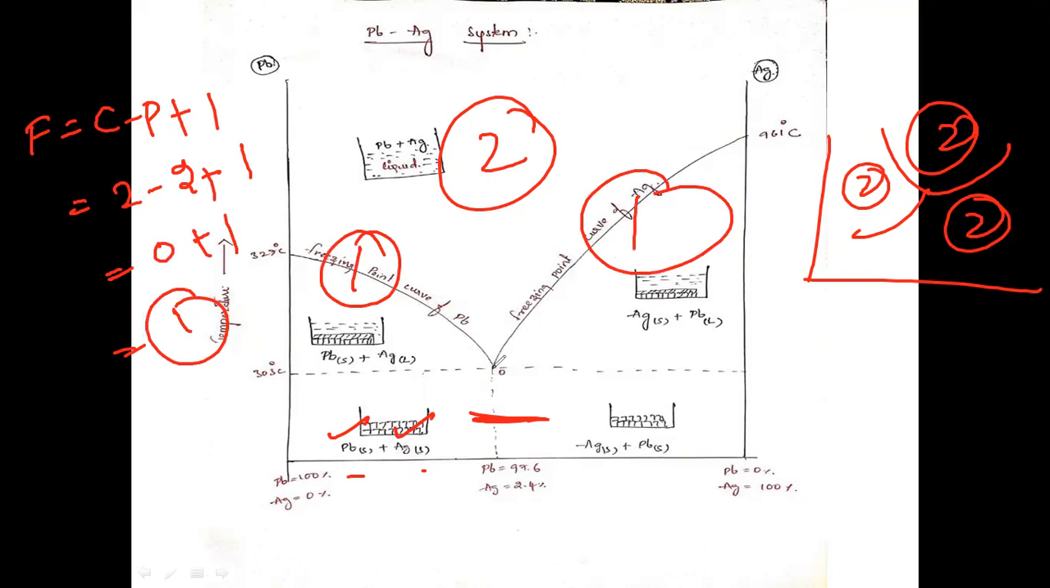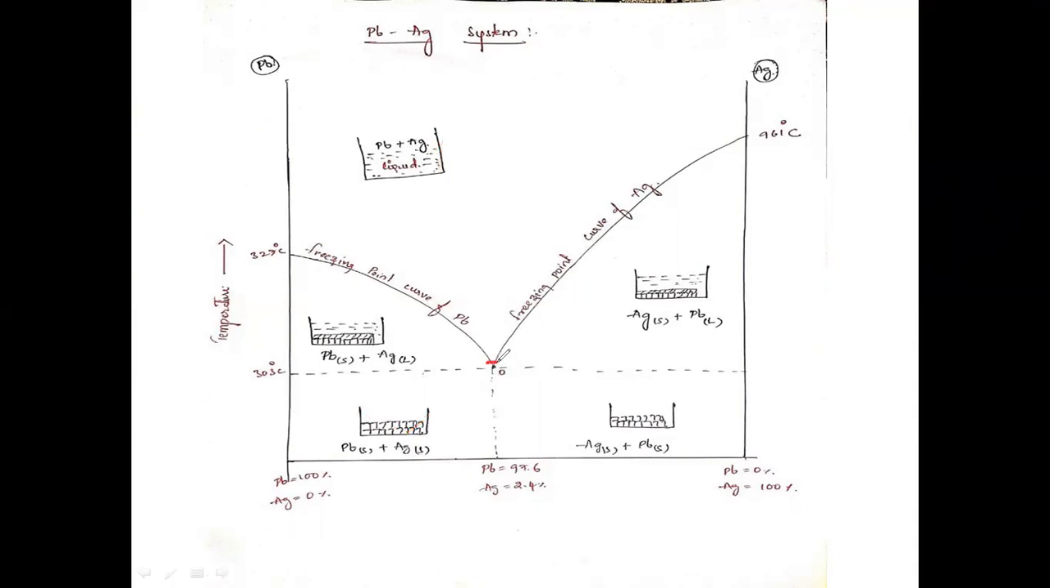Now see the degrees of freedom at this region, at this eutectic point: F is equal to C minus P plus 1. How many components are there? Two components. How many phases? Above, completely one liquid phase is there. This is one liquid phase.